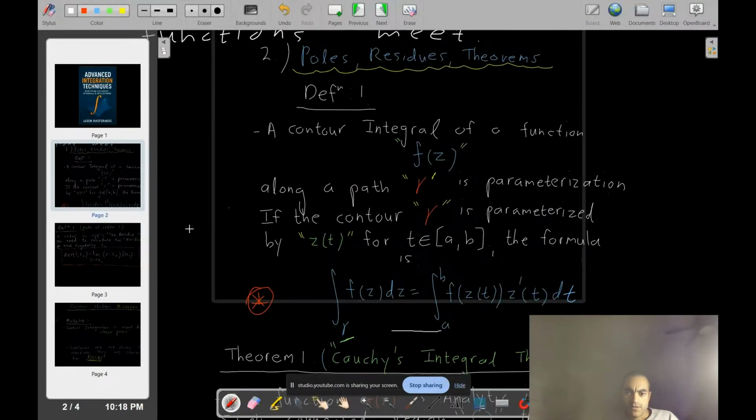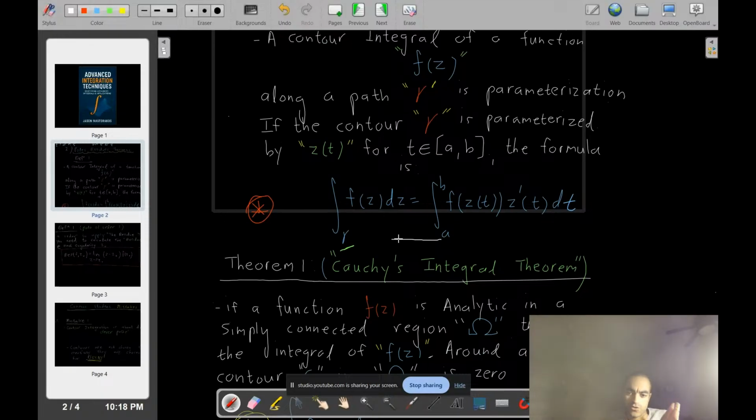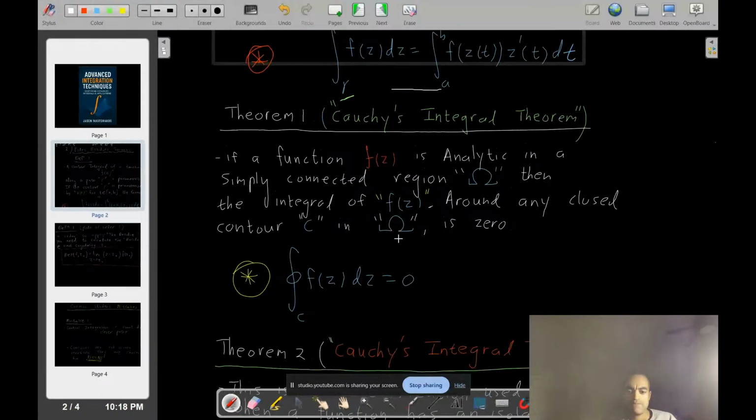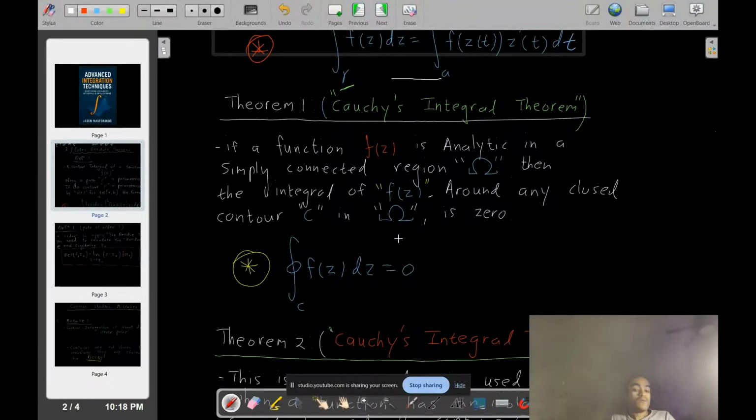So that's definition 1. This is pretty much saying what a contour integral looks like when you're doing questions. Now, theorem 1 is Cauchy's integral theorem. Cauchy's integral theorem states the following. If a function f of z is analytic in a simply connected region, this means that you have a region and there are no holes, no discontinuity. There's nothing broken about the region. There's no disconnect whatsoever.